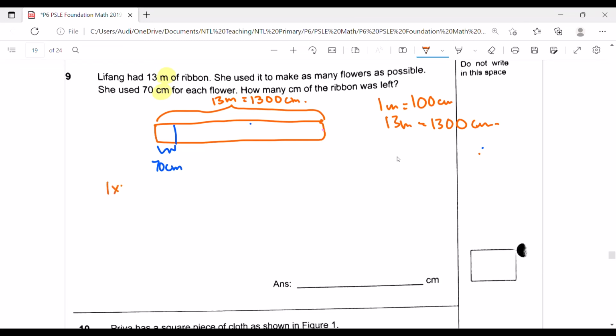We go 1 times 70, 70, 2 times 70, 140, 3 times 70, and you can use your calculator, okay? So from here to here, you're just adding 70, because you want to find out how many 70s there are. So you're just adding and adding and adding, okay? So plus 70, this is 210.